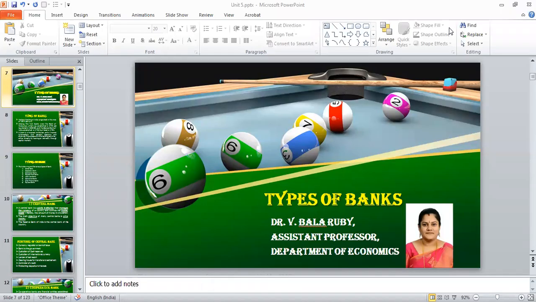Good morning, friends. In the previous conference, we have discussed the financial system as well as the banking system in India, right? Today, let us discuss the different types of banks.